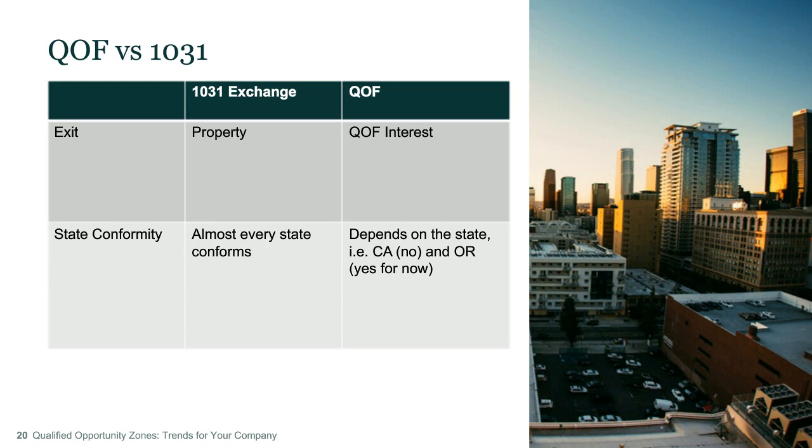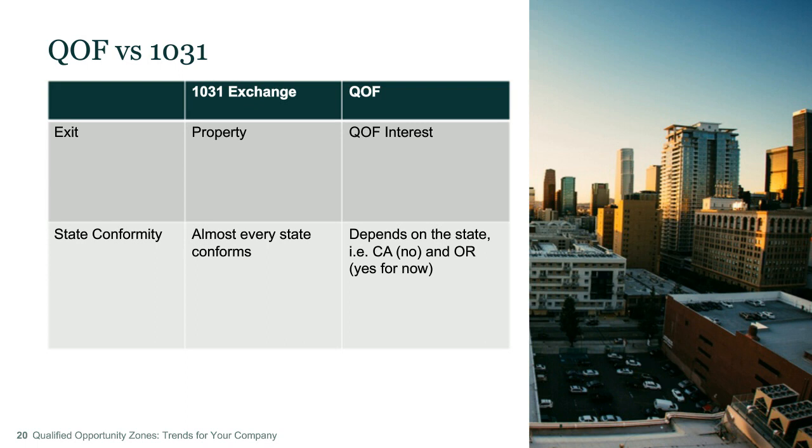On exit with a 1031 exchange, you sell the property. As the law is currently written, on exit with a qualified opportunity fund, you actually have to sell your interest in the fund. So you're either selling a partnership interest, or if you have a REIT or something like that that owns the real estate, you can liquidate the asset within the REIT and then take the proceeds and distribute the cash to the shareholders in liquidation of their interest. But you're generally selling your interest in the entity as opposed to the underlying property.